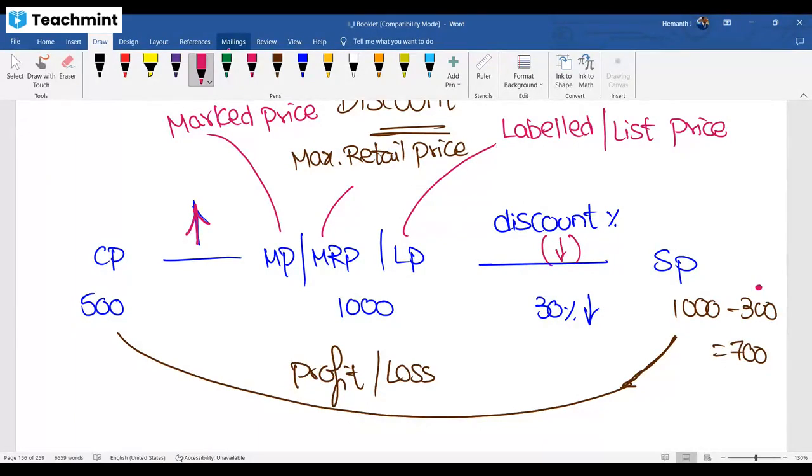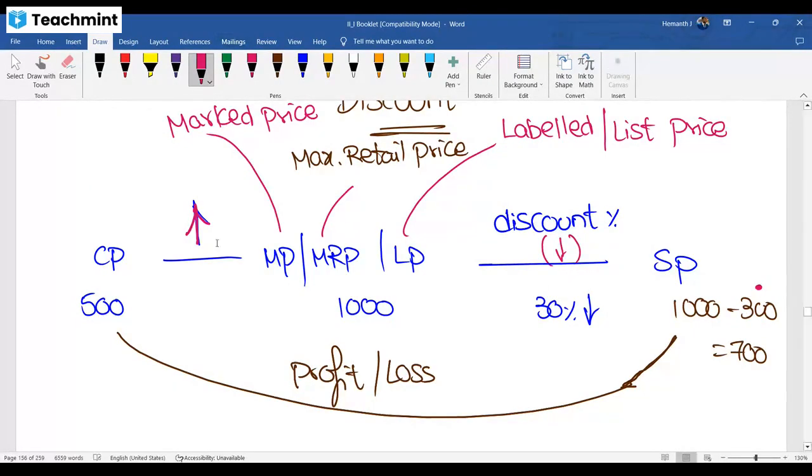The 10%, don't say it is on cost price. See, if you know the original cost is 500 rupees, why would you pay 700? You don't pay, right? The purchaser doesn't know, or when we are purchasing something, we don't know the original price of that. It's not on CP. Some people say discount is calculated on CP, that is wrong. Discount calculated on SP is wrong. Discount is calculated on label price.